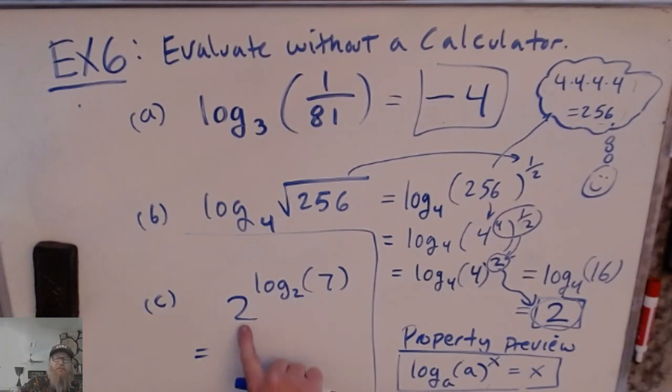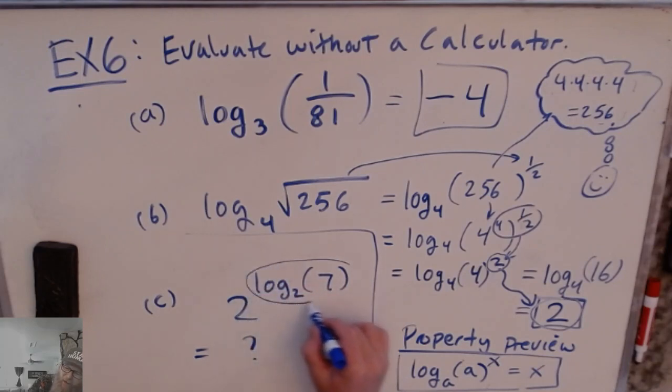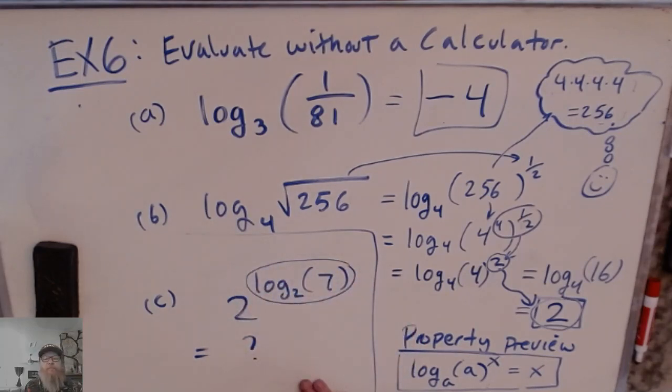So this time I've got 2 to a power is equal to something. I don't know what that is equal to. But notice that my power is a logarithm. So if I have 2 raised to the log base 2 power, these already have the same base.